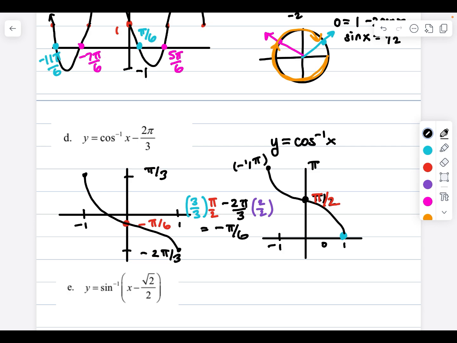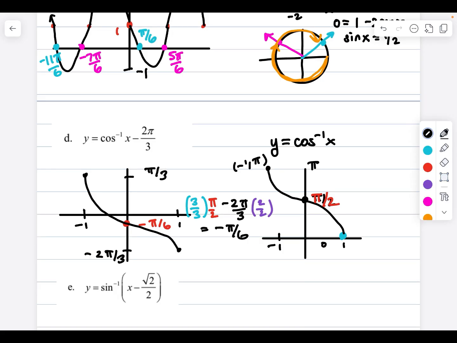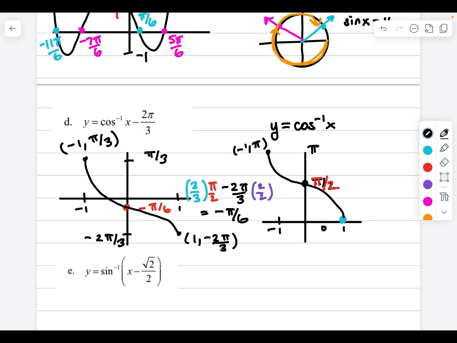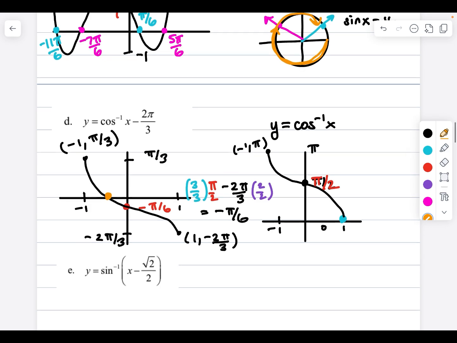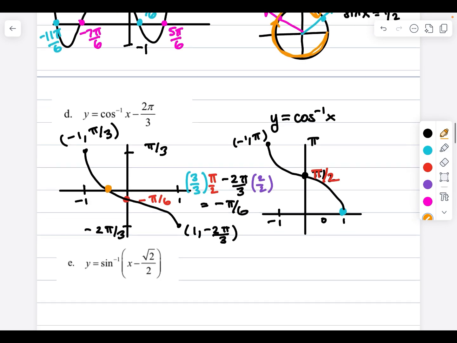I want you to label the endpoints. So I want you to label this point on the fourth quadrant 1, comma, negative 2 pi over 3. This point in the second quadrant is negative 1, comma, pi over 3. Now I notice that there's this x-intercept here. So I want to find that x-intercept.